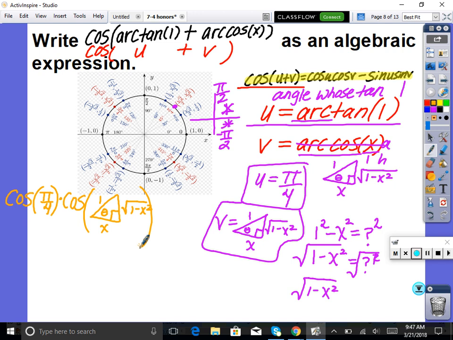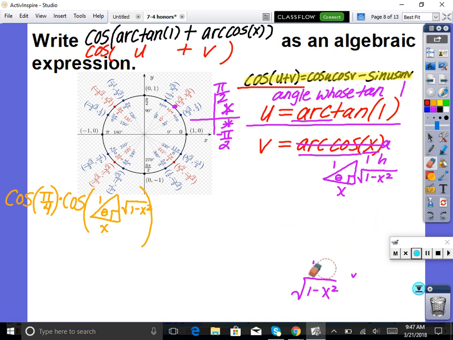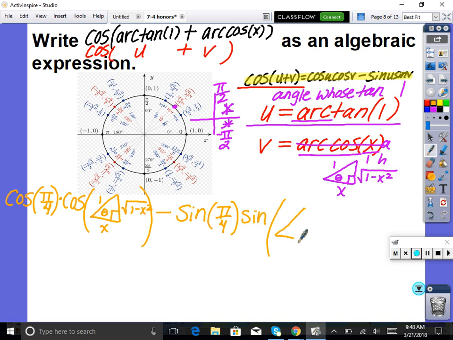Then we have, erasing to give myself some room. I'm going to erase these because now we've written down what u and v are. We're good. I want to keep it in order. So now we have cosine, sine is opposite, so it's going to be minus. So minus sine of u, wasn't u pi fourths? So sine of pi fourths, and then sine of that triangle. This is how we would set it up.